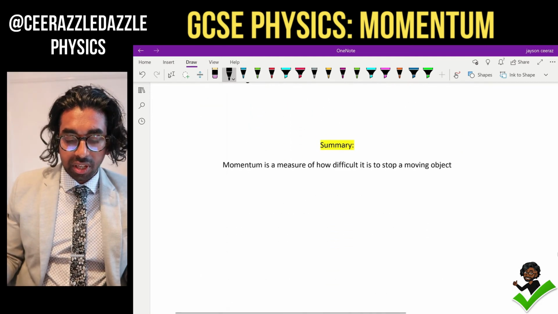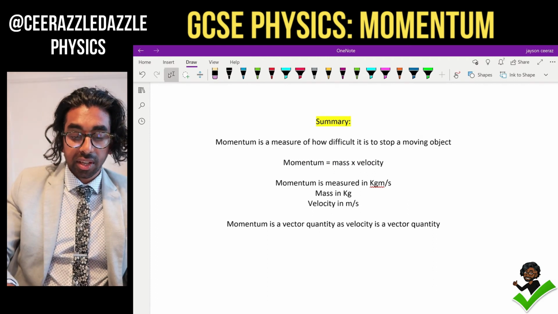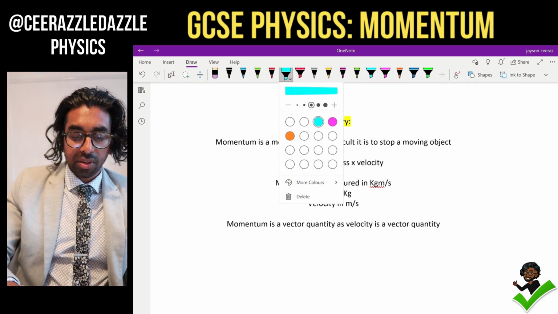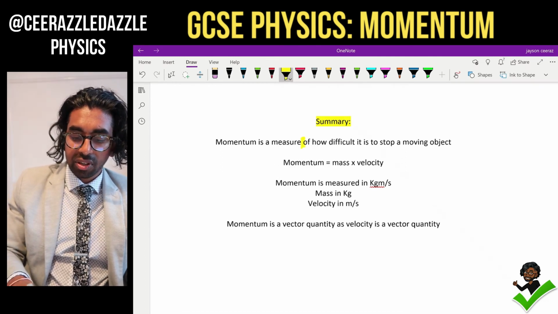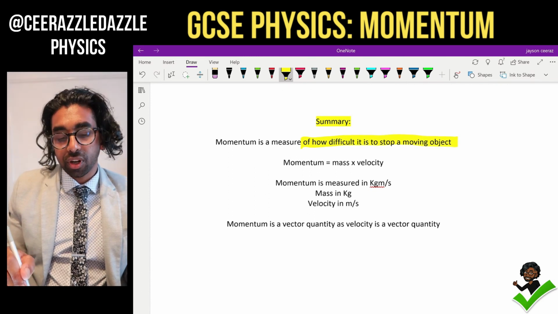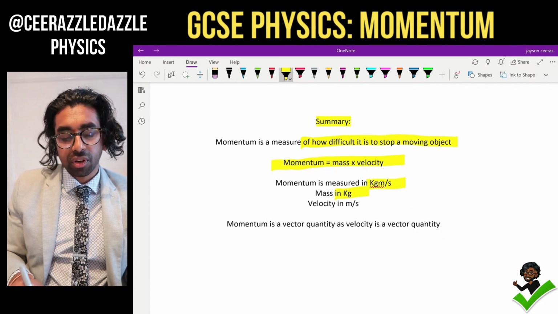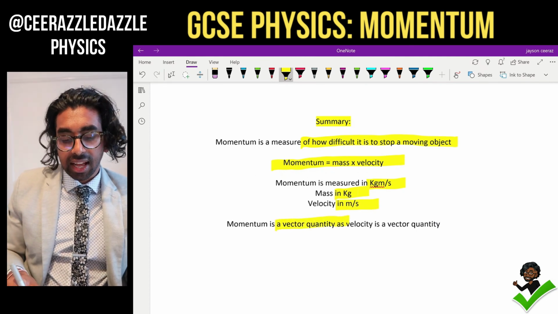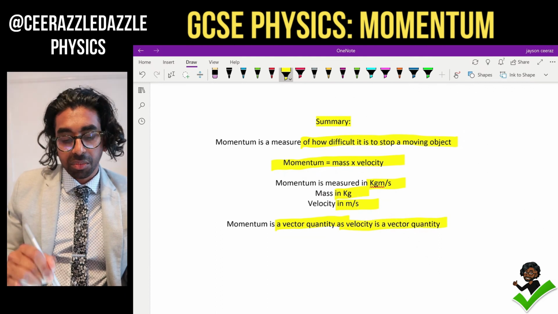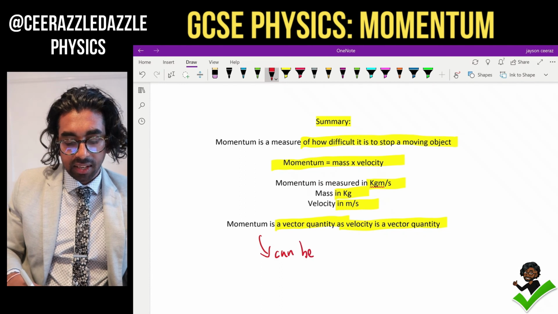Right, last of all, let's go for the summary. Let's highlight it as we go along. Momentum is a measure of how difficult it is to stop a moving object. Momentum is equal to mass times velocity. Momentum is kilogram meters per second. The mass is in kilograms. The velocity is meters per second. And last of all, momentum is a vector quantity as velocity is a vector quantity. So momentum can be negative.